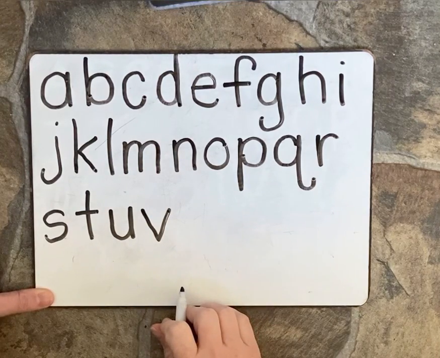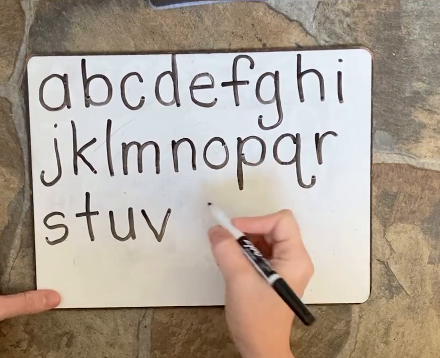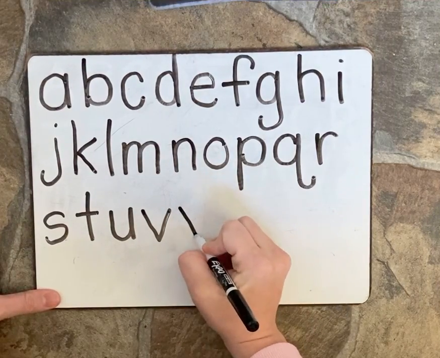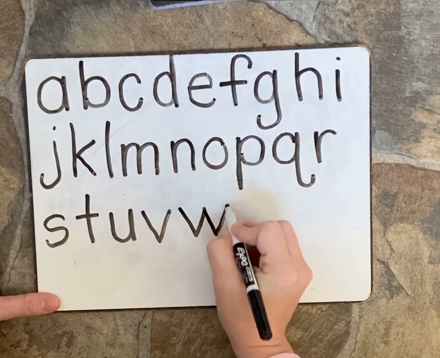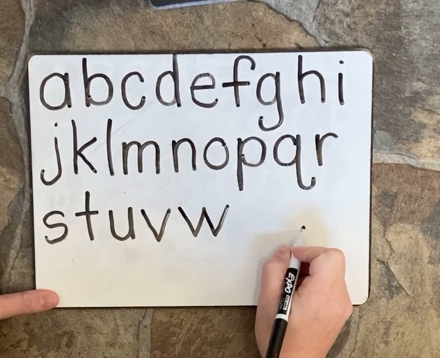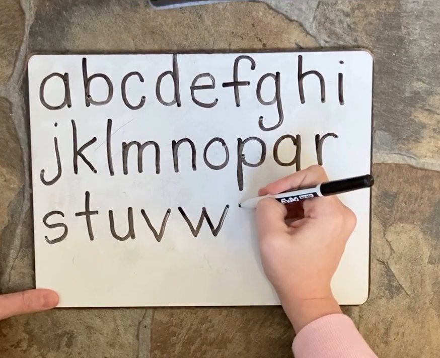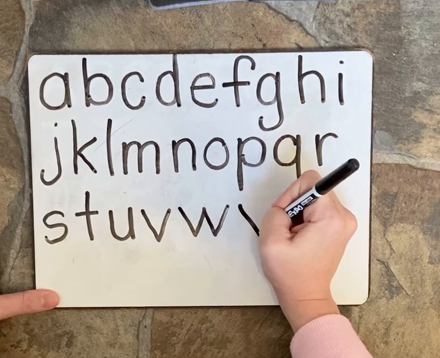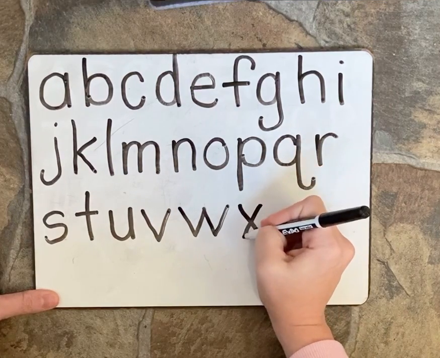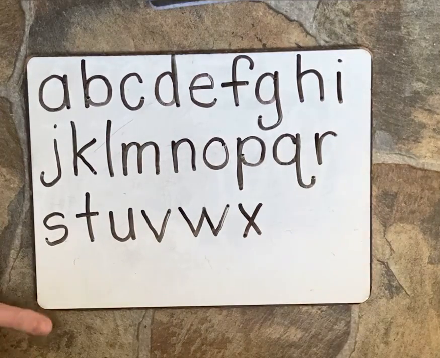And what comes after V? W. It looks like a double V though, doesn't it? Slant down, slant up, slant down, slant up, W. What comes after W? X. You're right. Okay, so these are two slant lines. You're going to slant down and slant across. We've only got 2 letters left.